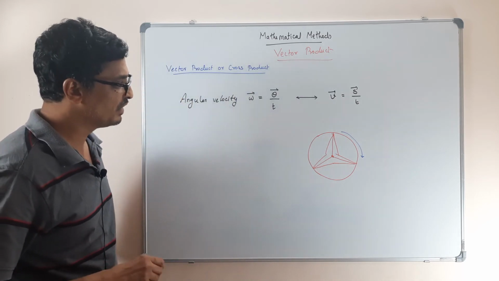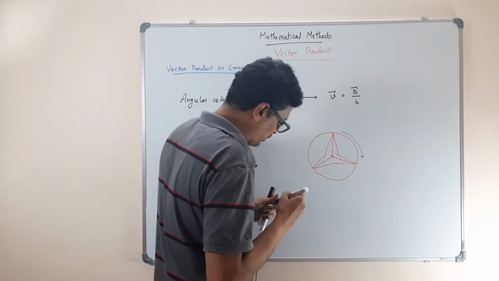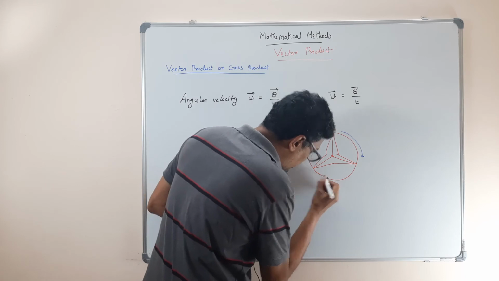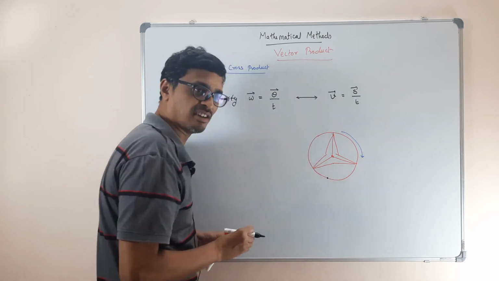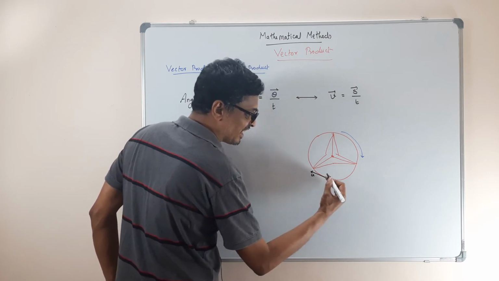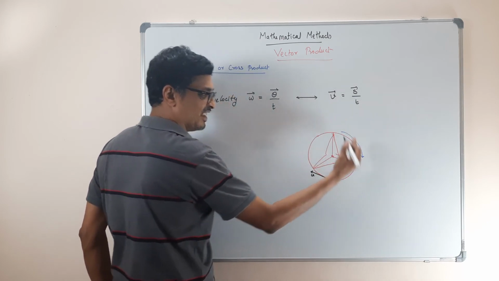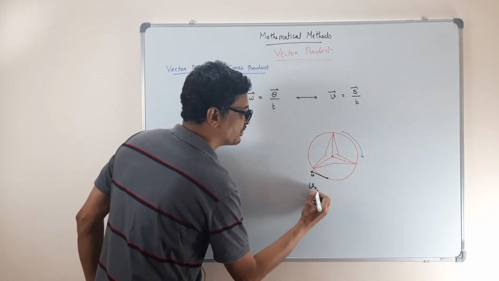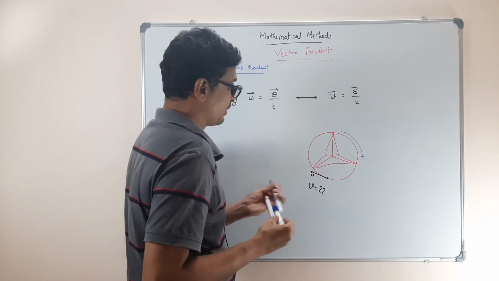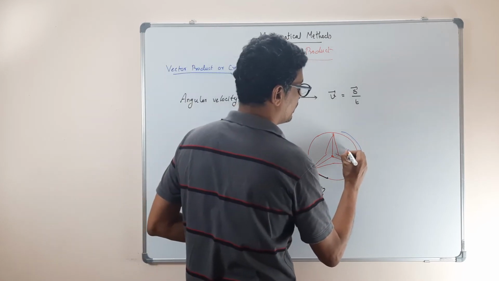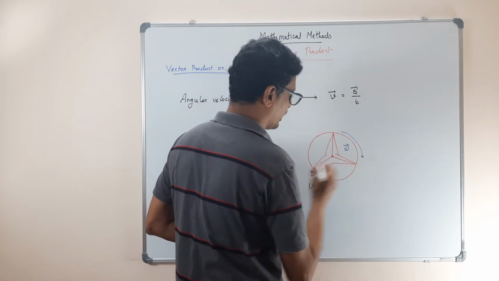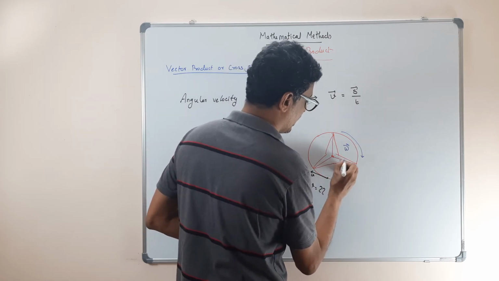Now I'm asking you, take for example, I'm fixing a point, or say I'm putting a sticker there. So this will have a certain velocity v, right? At every time the velocity will be tangential. Can you tell me what this velocity is? What I can give you is its angular speed, omega, and I can give you its radius, r.